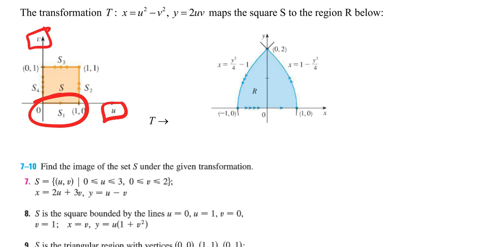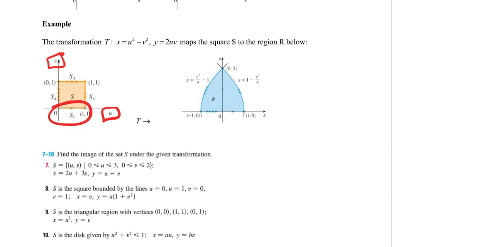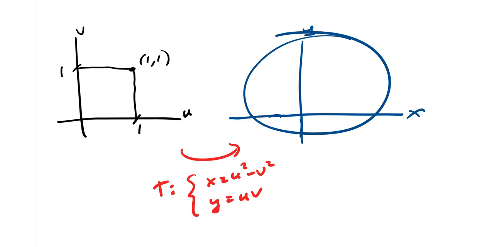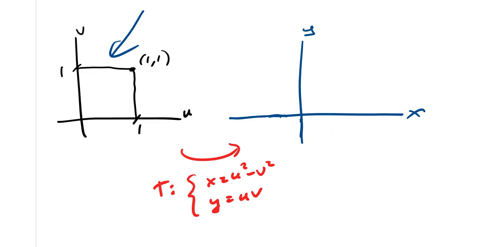I'll tell you what, I'll redraw all this because it doesn't look very good. Okay, so I've redrawn the scenario there. So what we want to do is find out what's going to go on over here from this square, in the UV plane. What does that look like in the XY plane?